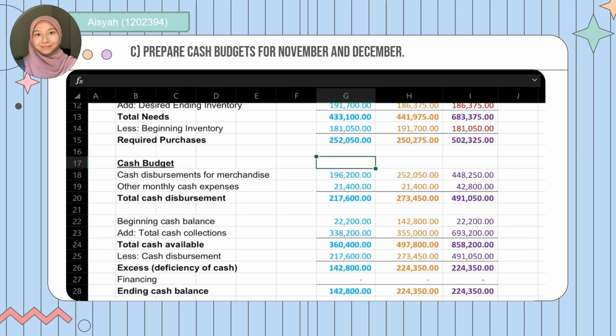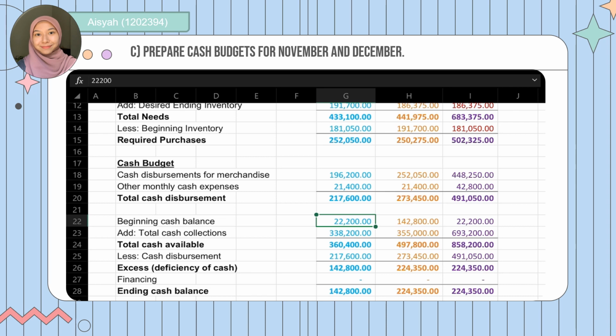Next question, C. Prepare cash budget for November and December. First, we start off with cash disbursement for merchandise. The amount is taken from accounts payable given in the question, which is 196,200, and then we have to add other monthly cash expenses, which is given in the question, 21,400, to get the total cash disbursement of 217,600. For beginning cash balance, the amount has also been given in the question, which is 22,200.